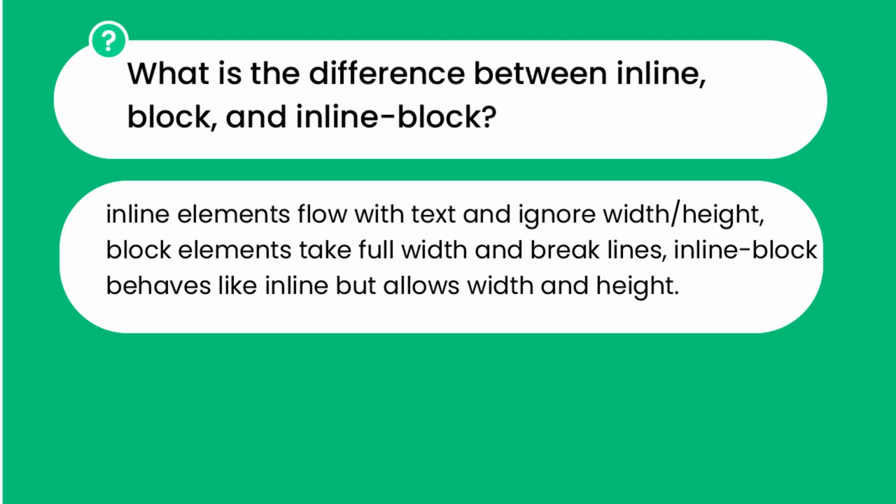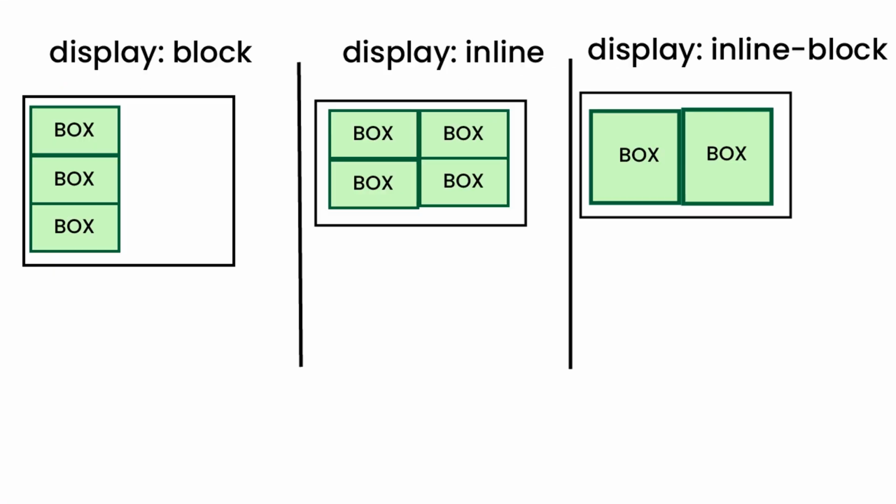What's the difference between block, inline, and inline-block? Let's understand the difference between block, inline and inline block display values in CSS. Block elements take up the full width of their container by default and each start on a new line. As shown in the first box, each green box stacks vertically.